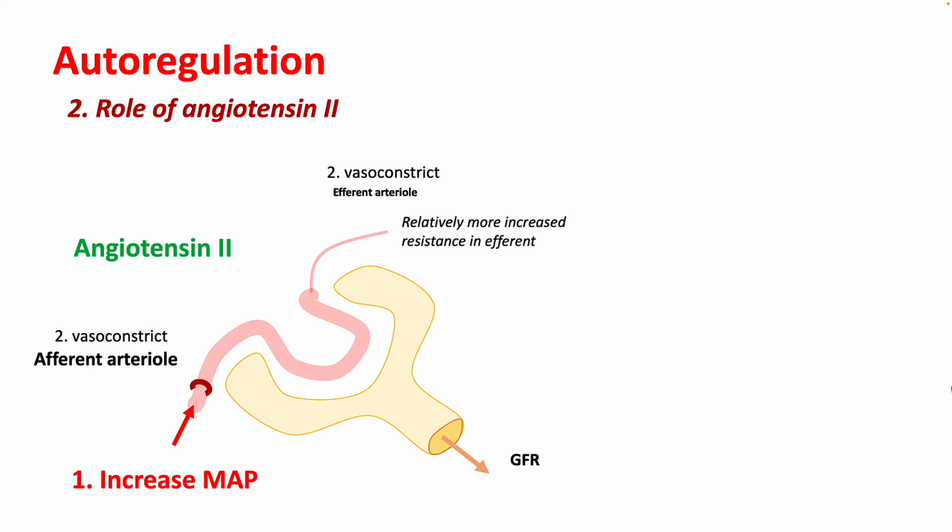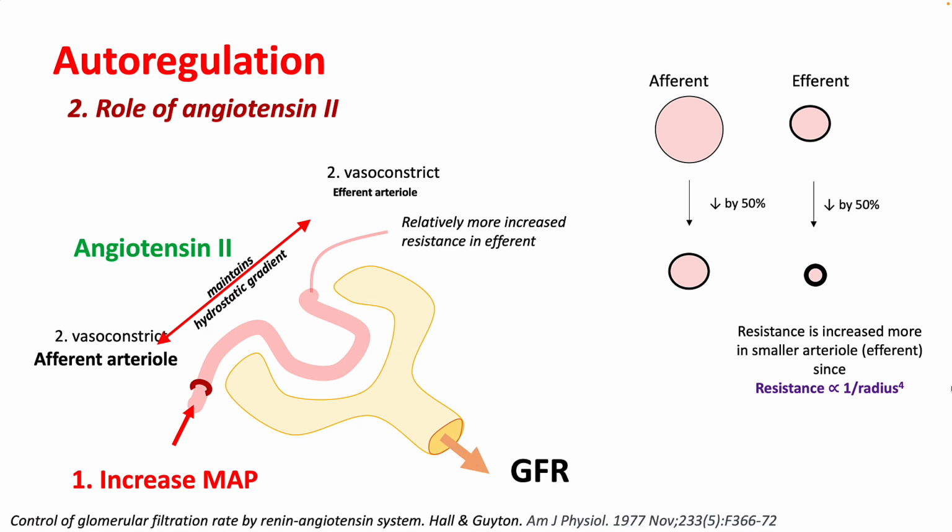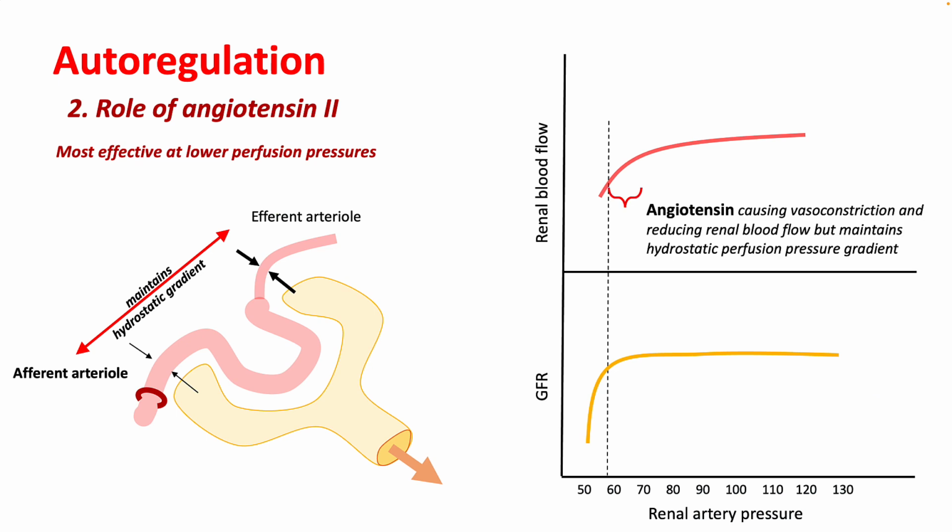However, efferent arterioles are relatively more constricted, and since they are much smaller in size than afferent arteriole, a similar amount of vasoconstriction results in a much higher increase in resistance, because you remember that resistance is inversely proportional to the radius raised to power 4. Angiotensin therefore maintains the hydrostatic gradient at lower blood pressure and maintains the GFR. Angiotensin causes vasoconstriction and reduces renal blood flow, but maintains the hydrostatic perfusion pressure gradient, and this maintains your GFR.